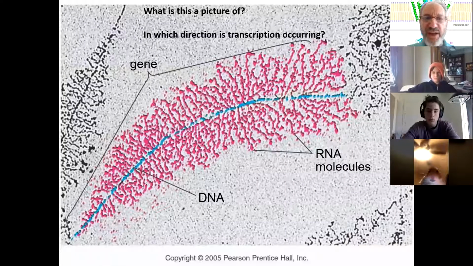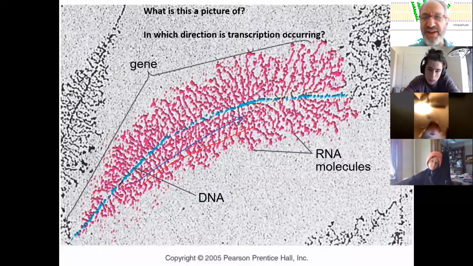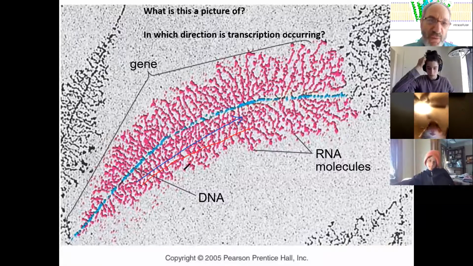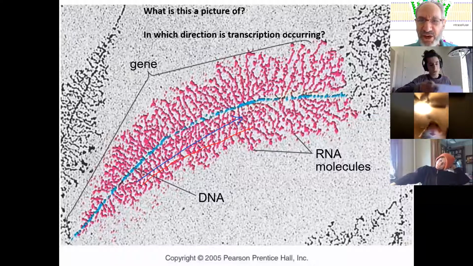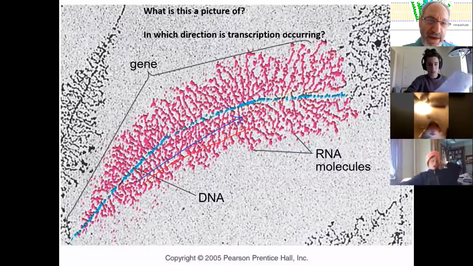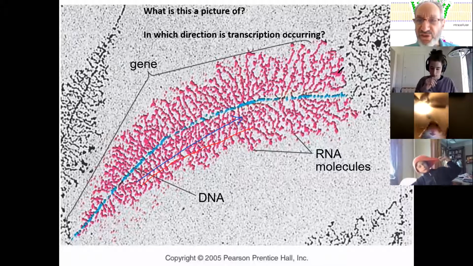So are we moving left to right or right to left? Everyone is saying left to right, and that's absolutely true. We're moving in that direction, right? And how do we know we're moving left to right? We're moving left to right because the transcripts are really small here, and they're really big here. As the RNA polymerase moves along, the transcripts are getting longer and longer, until here they just drop off.